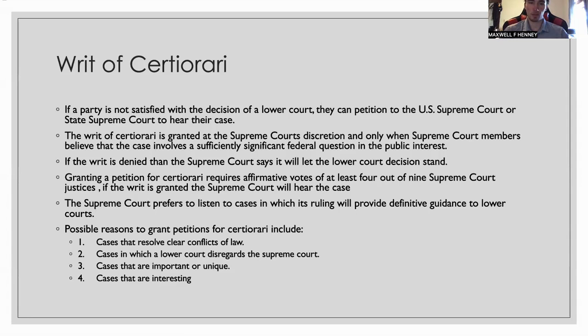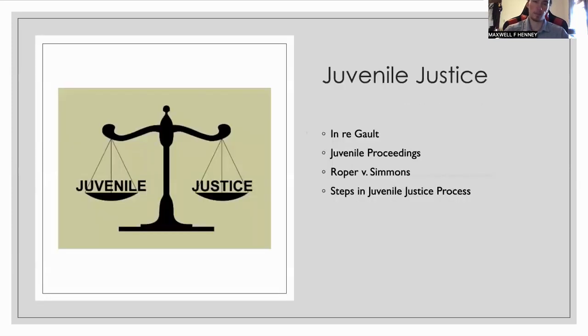Granting a petition for certiorari requires affirmative votes of at least 4 out of 9 Supreme Court justices. If the writ is granted, the Supreme Court will hear the case. The Supreme Court prefers to listen to cases in which its ruling will provide definitive guidance to lower courts. Possible reasons to grant petitions for certiorari include cases that resolve clear conflicts of law, cases in which a lower court disregards the Supreme Court, cases that are important or unique, or cases that are interesting.